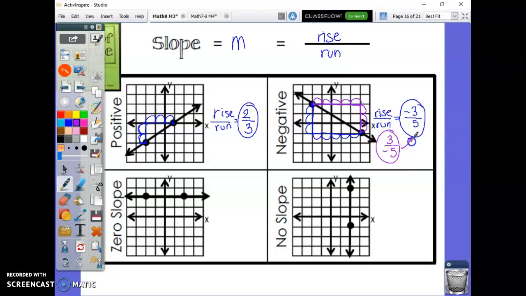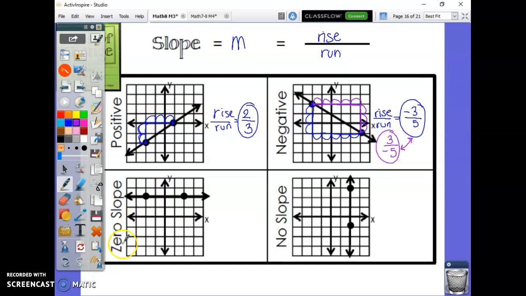Both of these are the same numbers. Negative 3 over 5 or 3 over negative 5 represents the same exact number. So it doesn't matter if you go down and to the right or up and to the left. The only thing that matters is you always must go rise over run. So you have to go up or down first and then side to side.